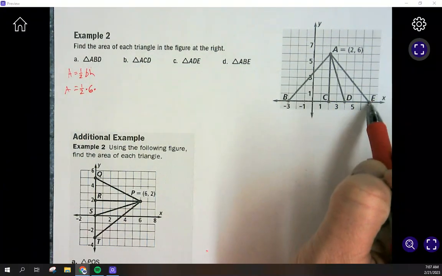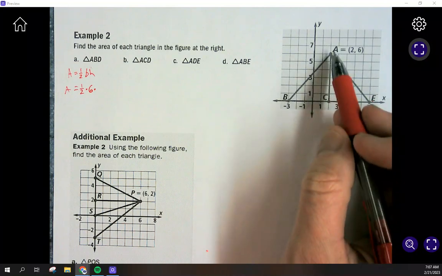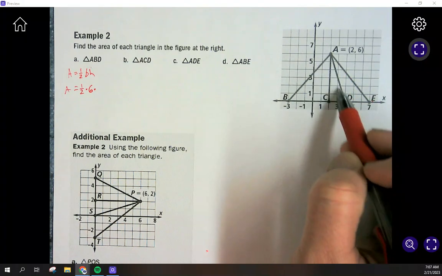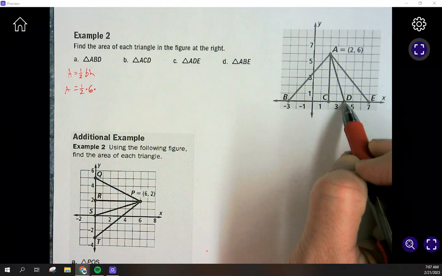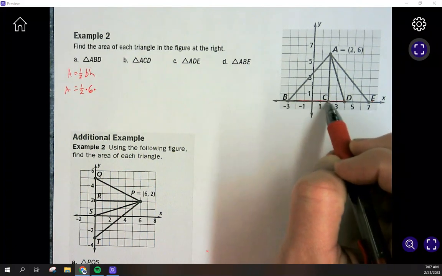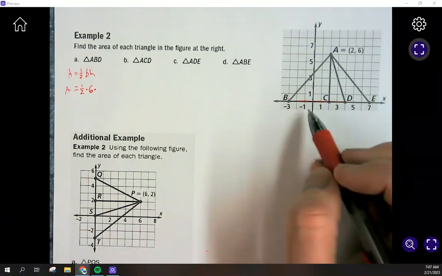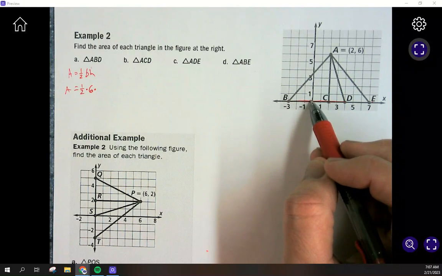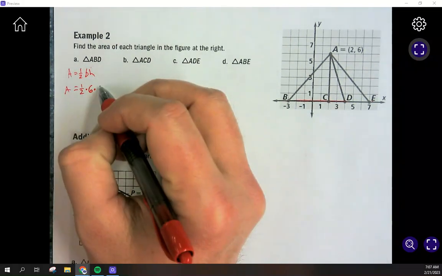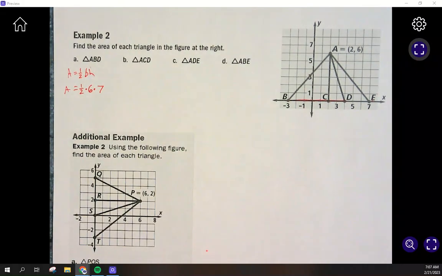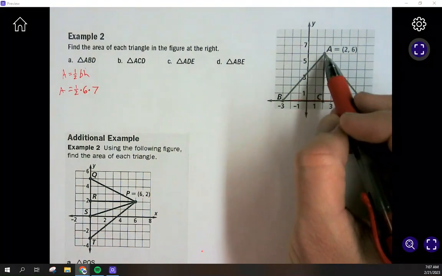ABD, I went all the way to E. So height is still 6, but looking at ABD, sorry for the confusion, we're looking at the base that goes from B to D. Okay, so that's not going to be 10. We've got 3, 4, 5, 6, 7. Apologize for that.